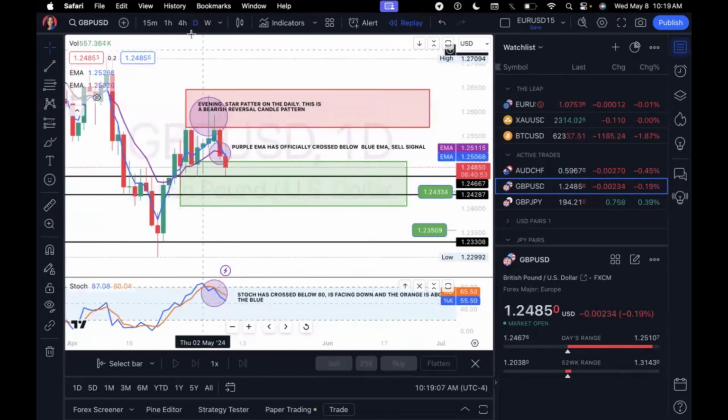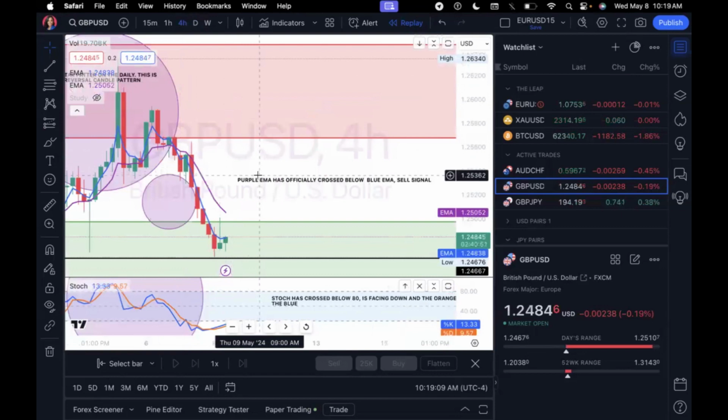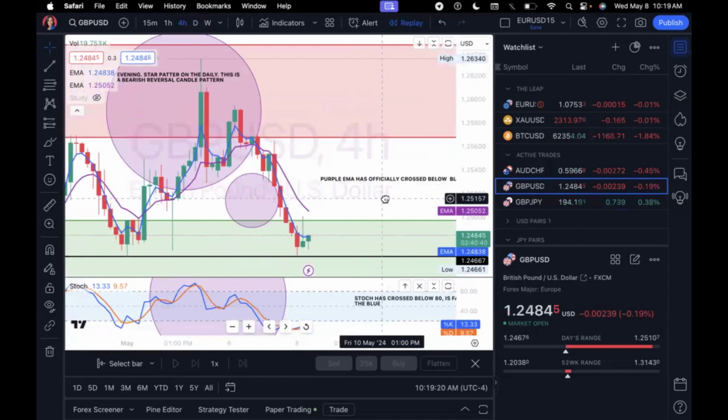Now let's see if we just make this a little smaller. Does it give us the low? Yeah, we can see the low here was 1.24676. And our TP was 1.2476. So it did go about 9 pips lower.